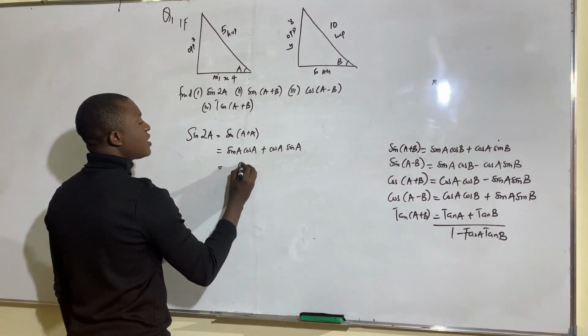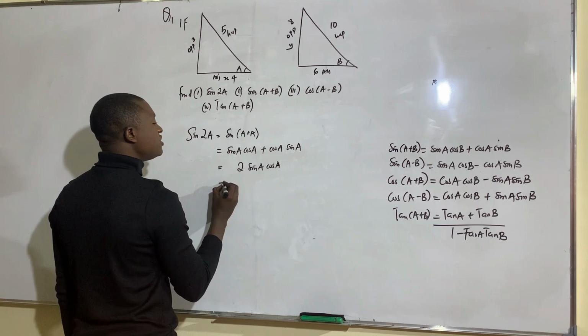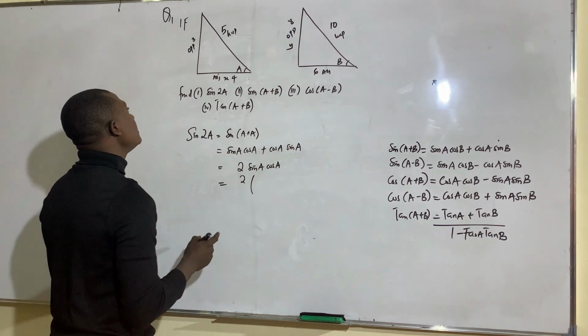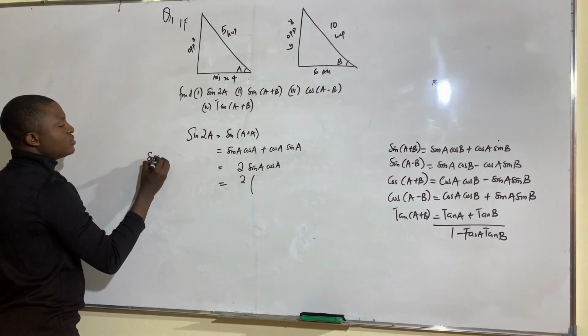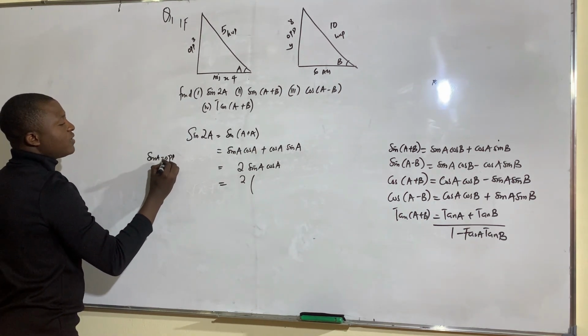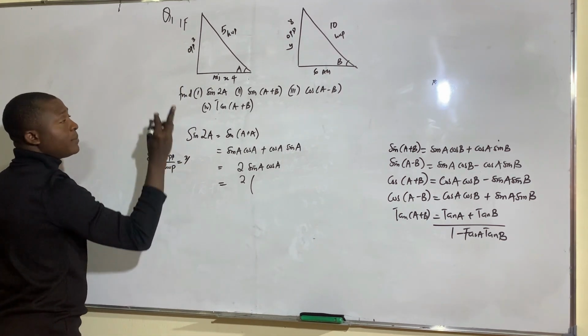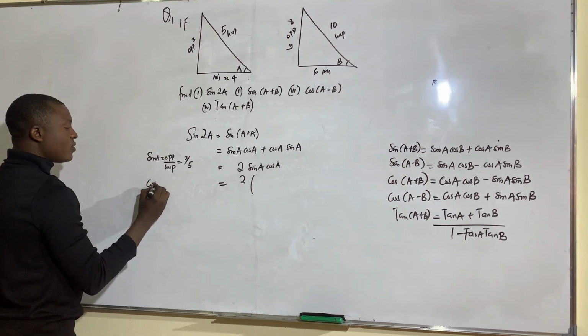So if I have this one, I can have 2 sine A cos A. Now let's check what we have for sine A. Let's only find our sine first. Before I can find sine here, what is the formula for sine? I know sine is opposite over hypotenuse. So from here, opposite is 3, and the hypotenuse is what? Is 5. Good.